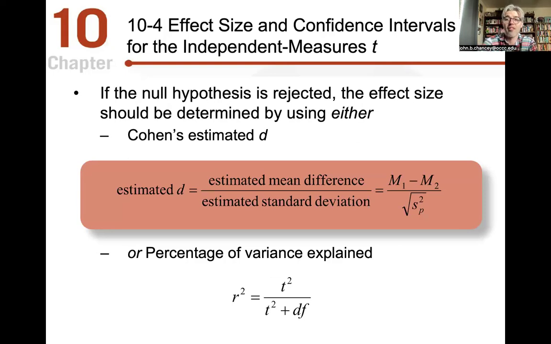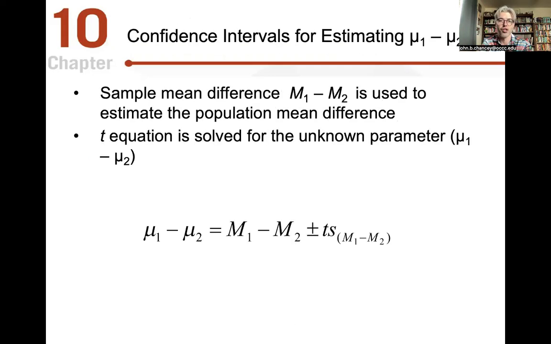So if our null hypothesis is rejected, we can look at the effect size using Cohen's d, our estimated mean difference over our estimated standard deviation. So that's M1, mean 1, minus mean 2, over our estimated standard deviation. And then you could also do the percentage of variance. You can take R squared, which just takes your t value, your t score, squares that, and divides that by t squared plus degrees of freedom. That will tell us how much of our variance is actually explained by our intervention in this case.